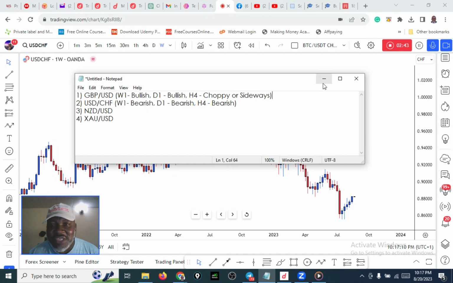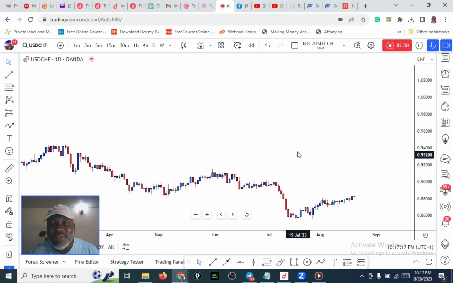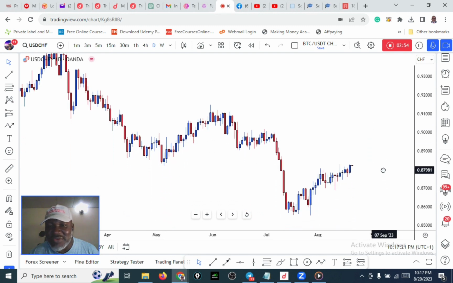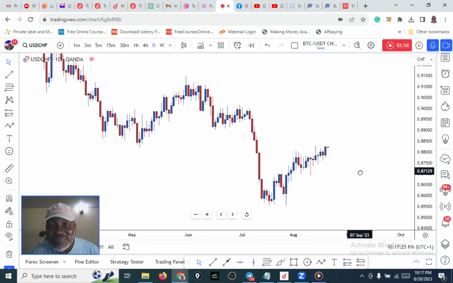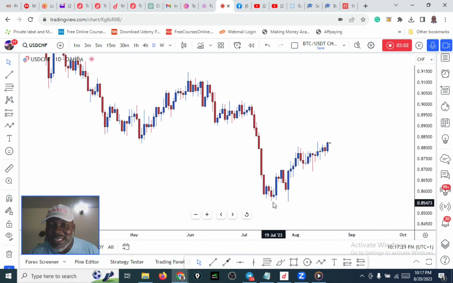Let's look at what the daily time frame is saying. We'll crank down to the daily time frame. We are on the daily time frame, guys. What is this market doing? Arguably, I will prefer to say that this market is in an uptrend. I will tell you why.